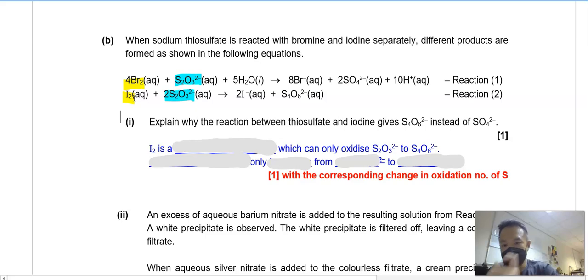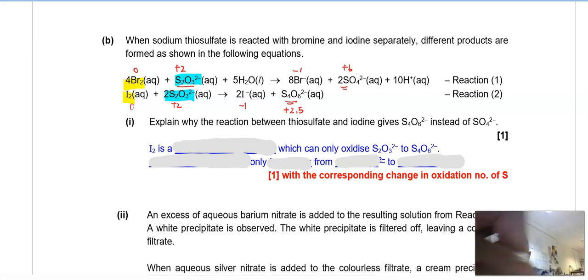If you look at this reaction, bromine is in the oxidation state 0, bromide is -1. Same thing, iodine 0, -1. If you look at the oxidation state of sulfur in S2O3 2-, it should be in the +2 oxidation state. In the case of this sulfur over here it is +6, and in the case of S4O6 2-, the tetrathionate, it is +2.5.